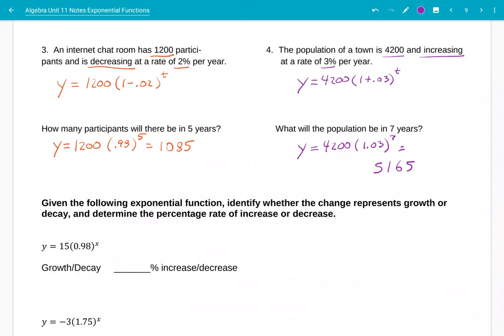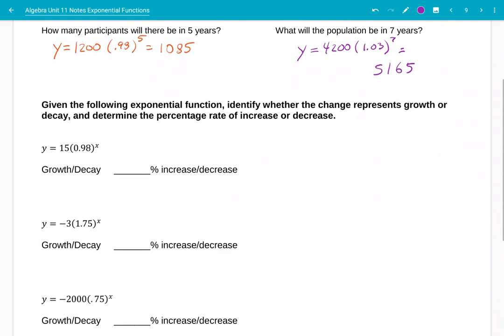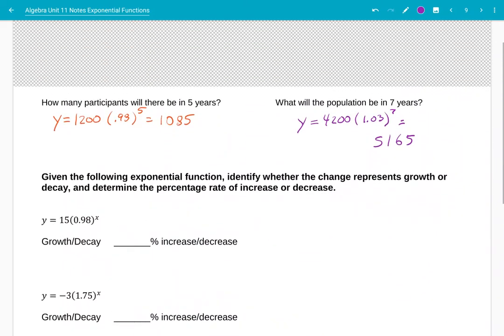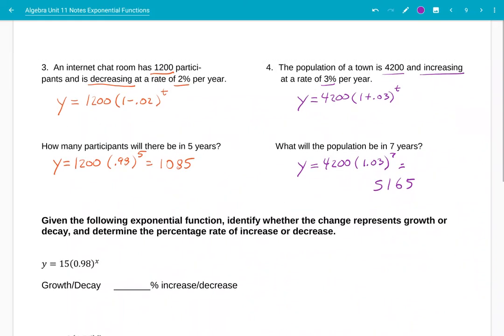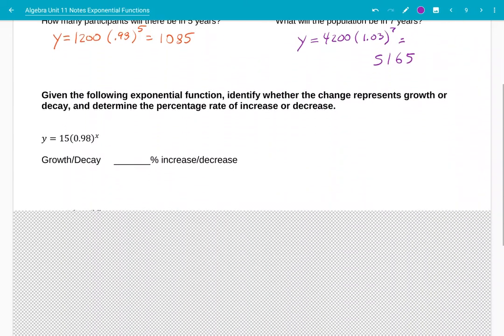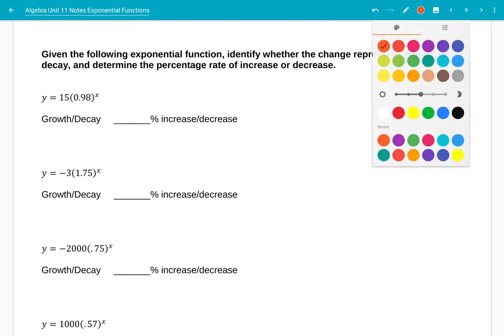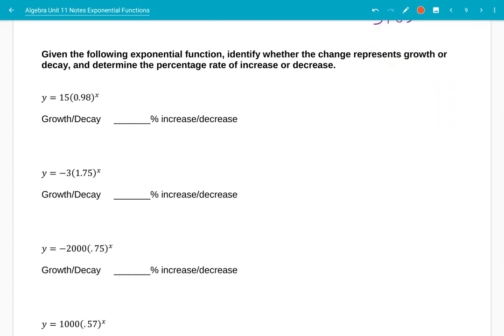Okay, so you see, this isn't too difficult. We're just plugging stuff into an equation, just like we did with the quadratic formula, except this doesn't have near as many things. And the only thing to remember is, is this increasing or decreasing? If it's increasing, it's 1 plus. If it's decreasing, it's 1 minus. That makes sense. Okay, so given the following exponential function, identify whether the change represents growth or decay, and determine the percentage rate of increase or decrease.